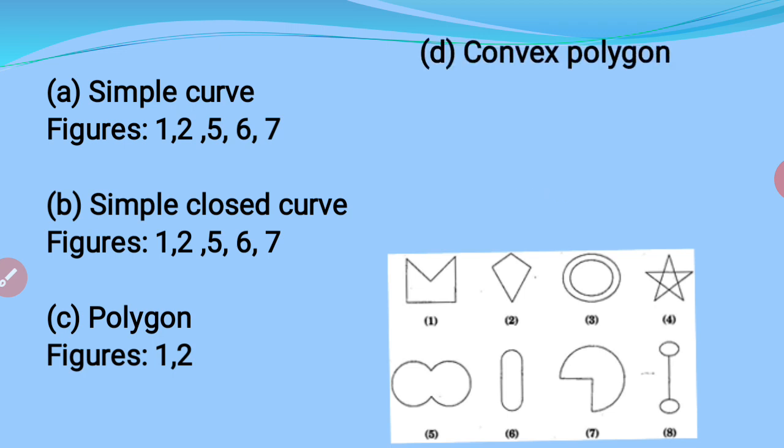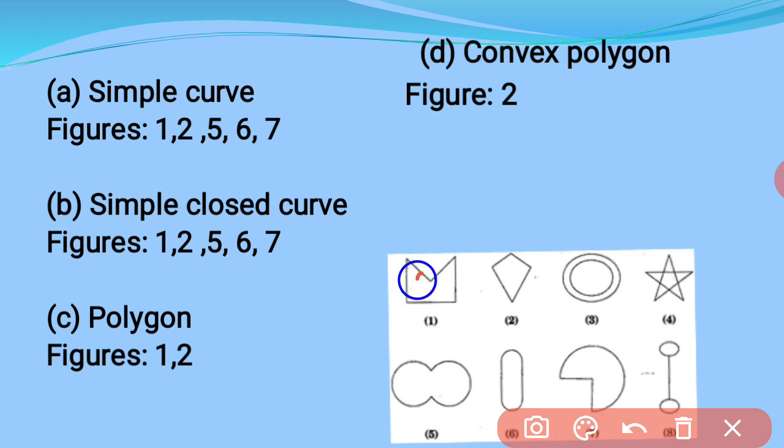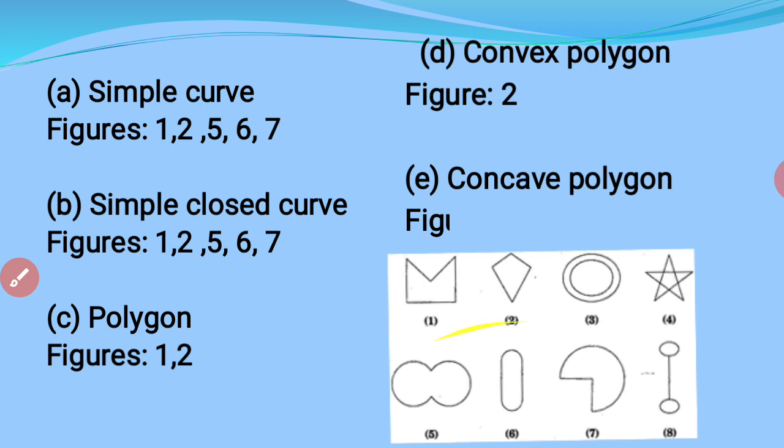The next is convex polygons. As we have discussed earlier, in a convex polygon, all the diagonals lie inside and the angles are not at all reflex angles. So, the figure 2 can be considered as a convex polygon. For the first figure, this angle is a reflex angle. So, it will not be termed as convex, whereas it will rather be called a concave polygon. Next is concave polygon. So, obviously it will be figure 1.